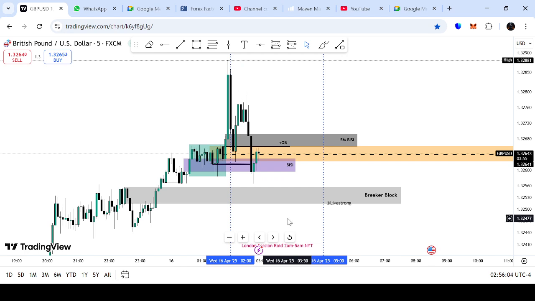Price is going to take time and play out, so you just have to have patience. Keep in mind you could be wrong sometimes. You understand? That's the game. You could be wrong sometimes.